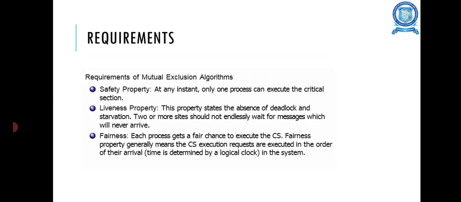Requirements of mutual exclusion algorithms. The first is the safety property, the second is the liveness property, and the third is fairness. Safety property means that at any instant only one process can execute the critical section. Liveness property states the absence of deadlock and starvation. Two or more sites should not endlessly wait for messages which will never arrive. Fairness means each process gets a fair chance to execute the critical section. Fairness generally means the CS execution requests are executed in the order of their arrival in the system.